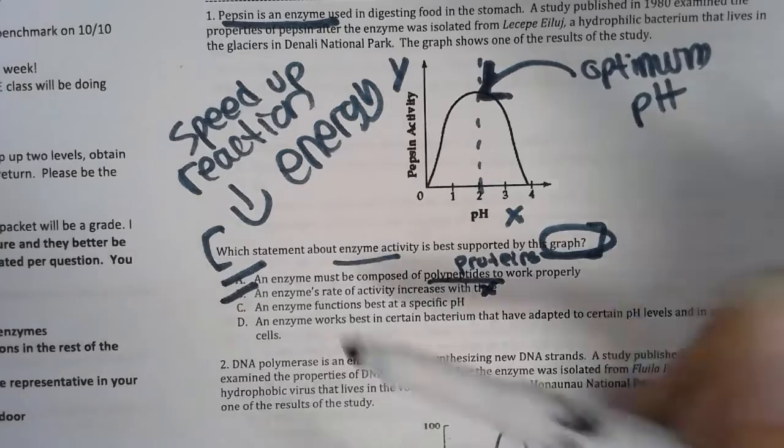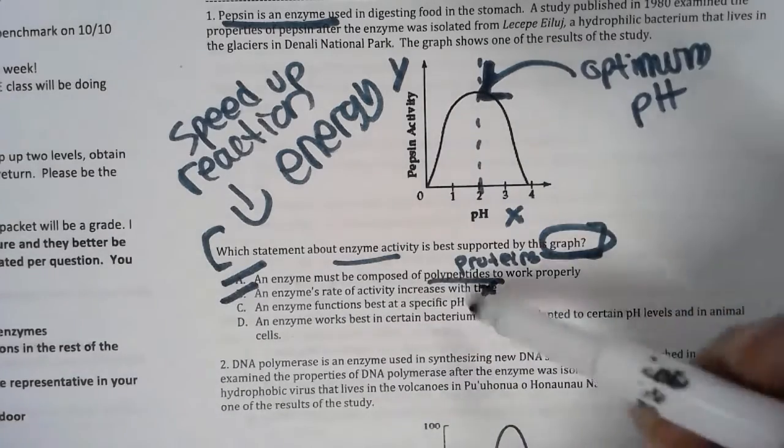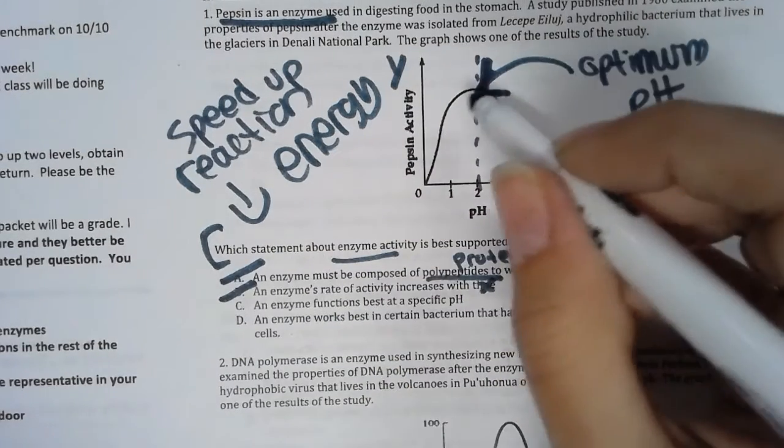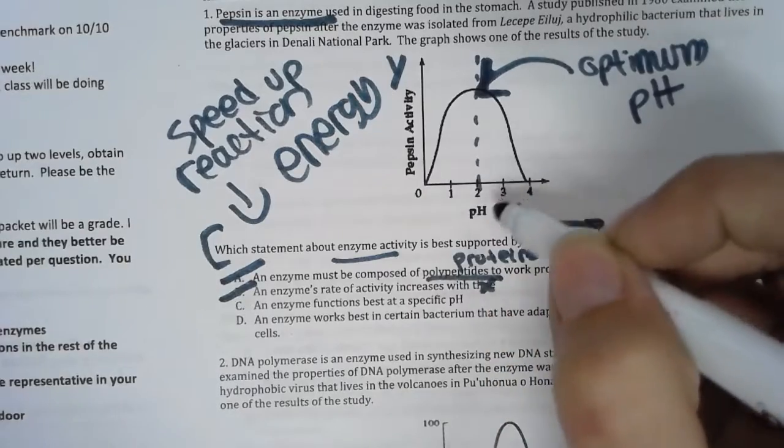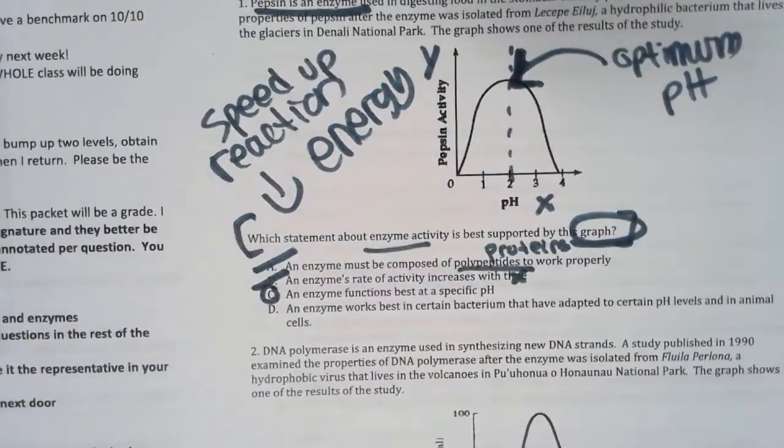cross it off. An enzyme functions best at a specific pH. Best, optimal, same thing. Yes, this is talking about pH. We're good. Check my answer. You're going to work with your table to complete that one. All right. Next, let's keep going here.